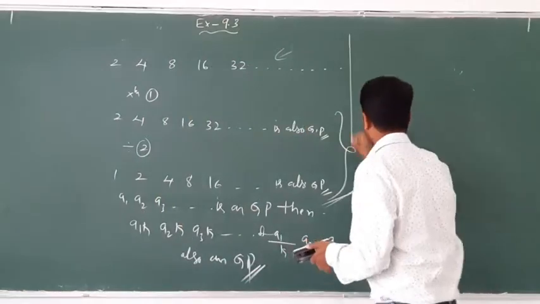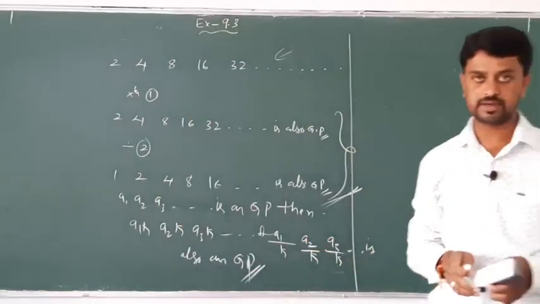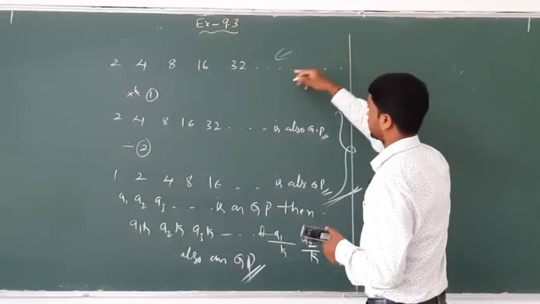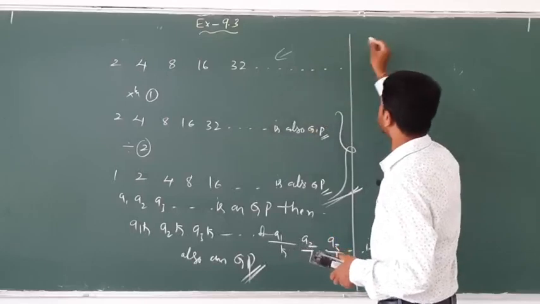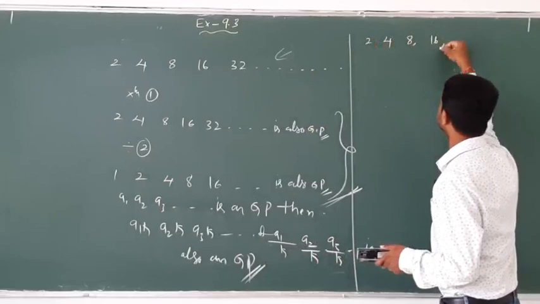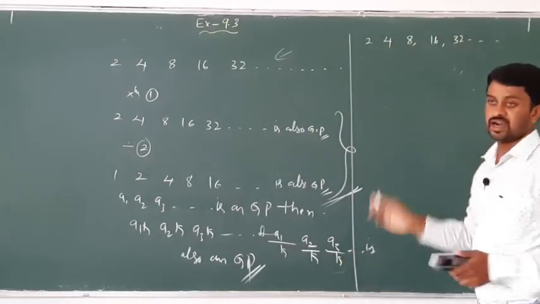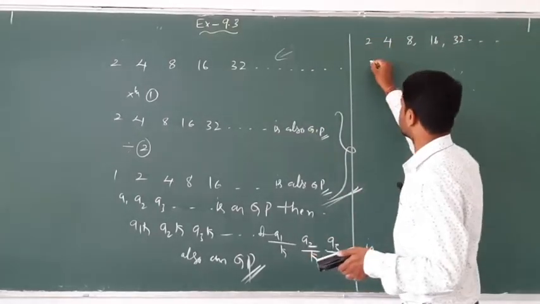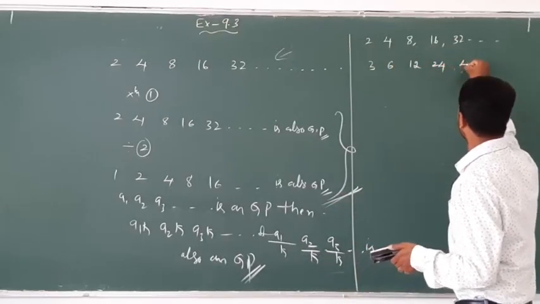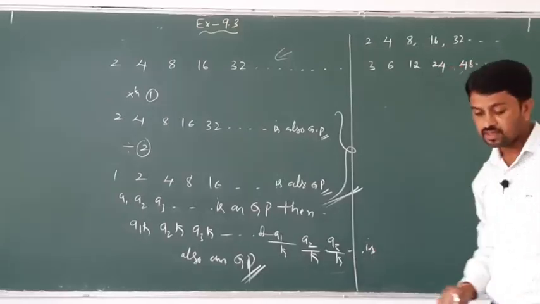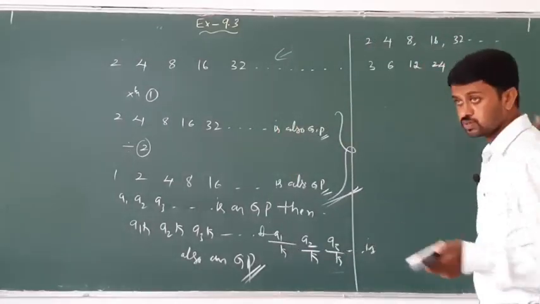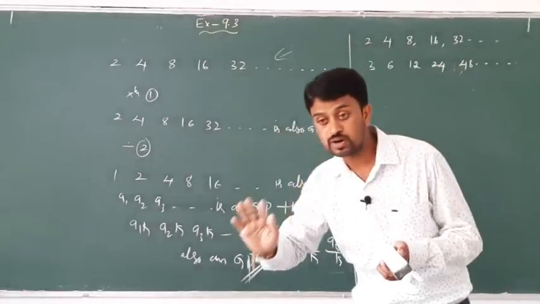It's one of the very important points. Next, I will take these two examples. One example is 2, 4, 8, 16, 32 and so on, and another example with a different starting number is 3, 6, 12, 24, 48 and so on. Consider these as a1, a2, a3 and so on, and b1, b2, b3 and so on, both GPs.